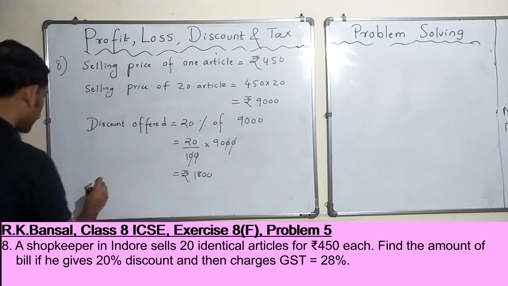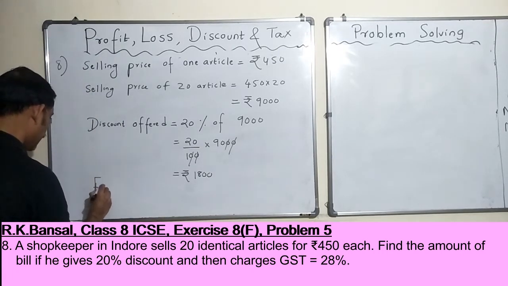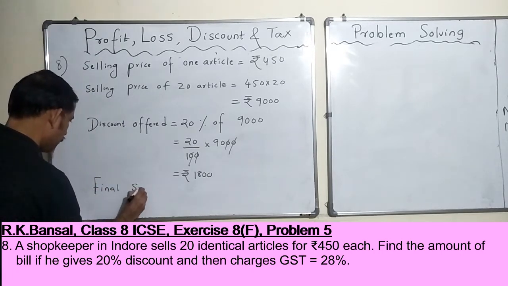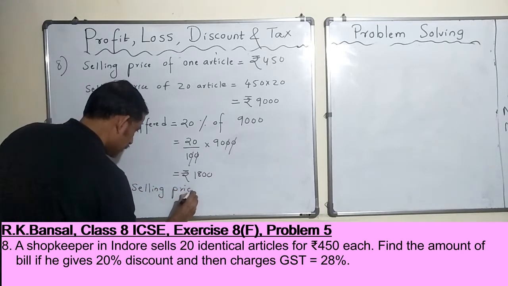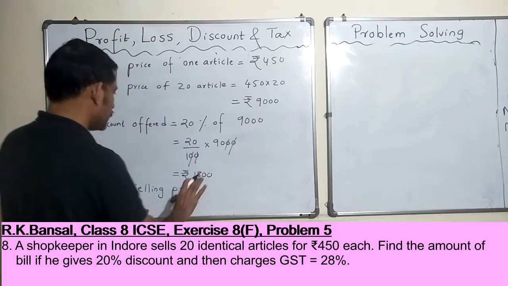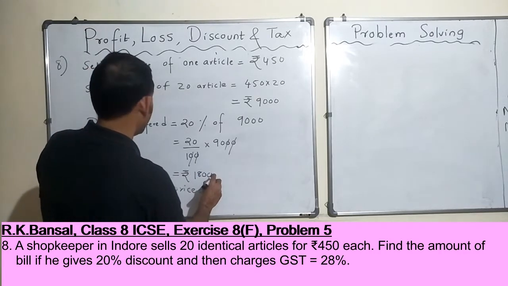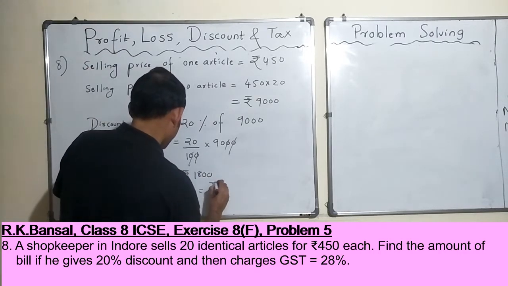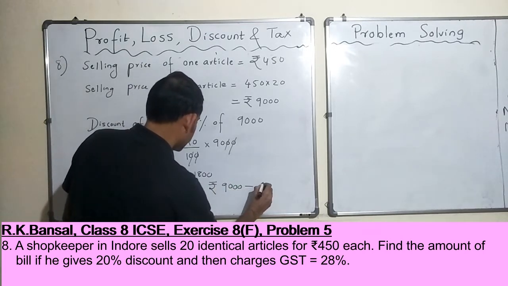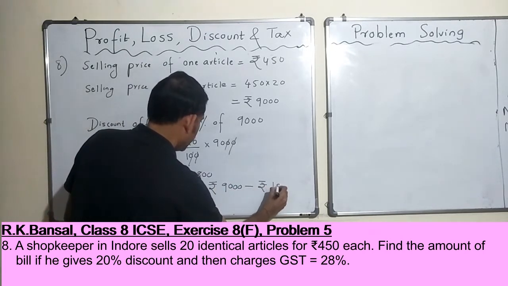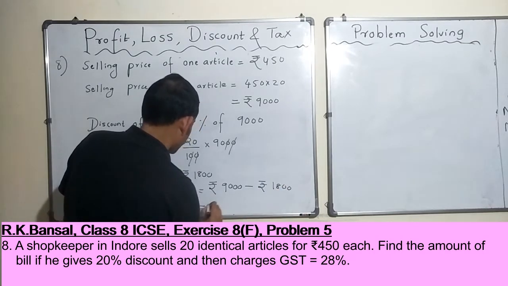So the final selling price is what the final price is agreed to sell you at. So rupees 9,000 minus the discount, which is rupees 1800. So it is rupees 7200.